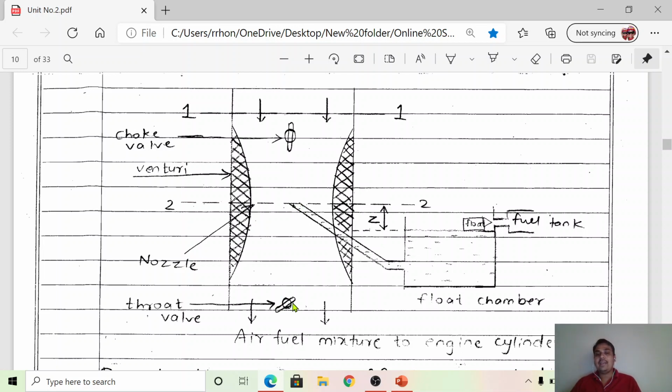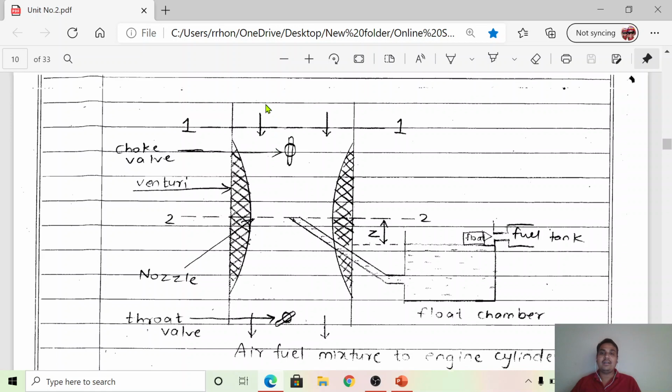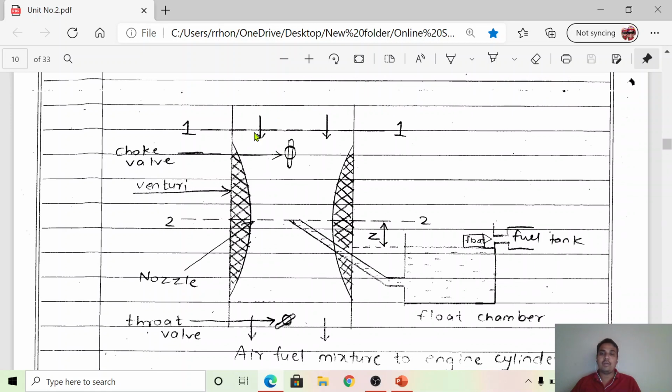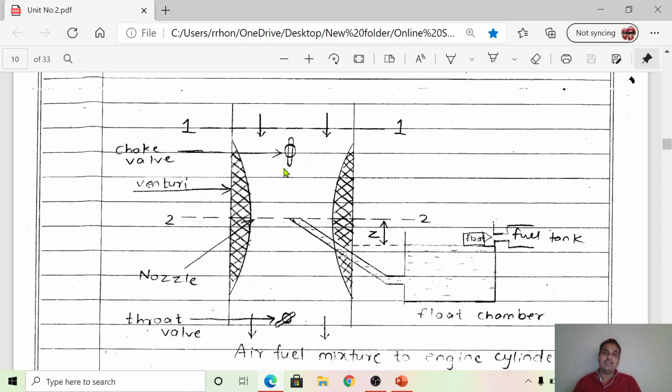Here we have a throttle valve. Through the throttle valve, the amount of air-fuel mixture will be supplied to the engine cylinder, and this side is the entry section through which atmospheric air enters the carburetor body, and here is the choke valve. In this case, we have to consider a few things to understand this derivation.